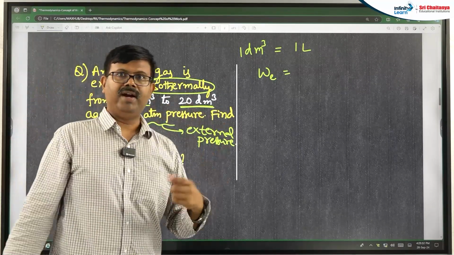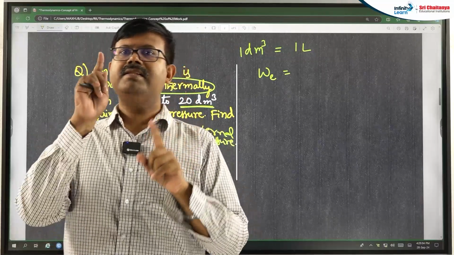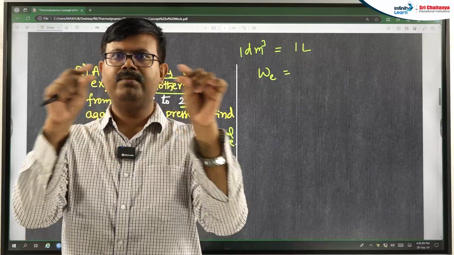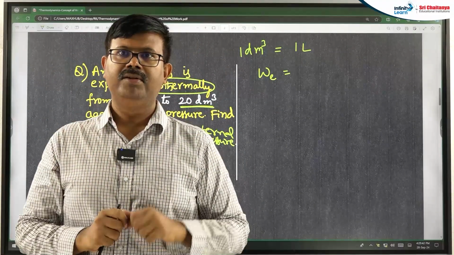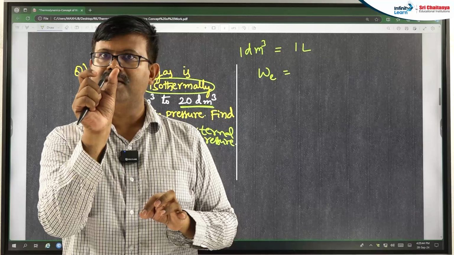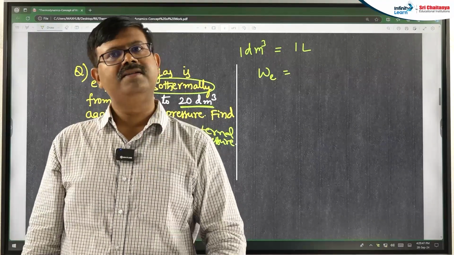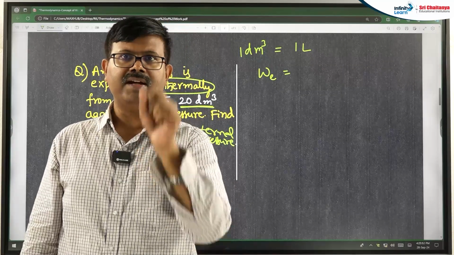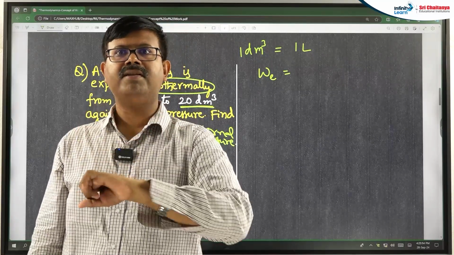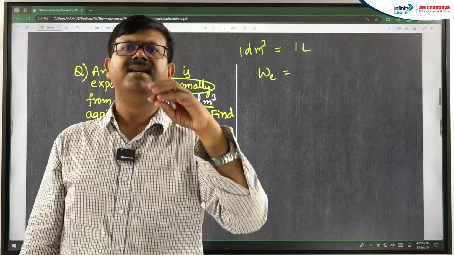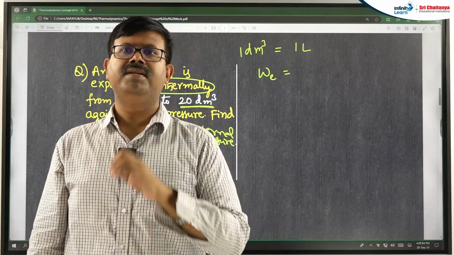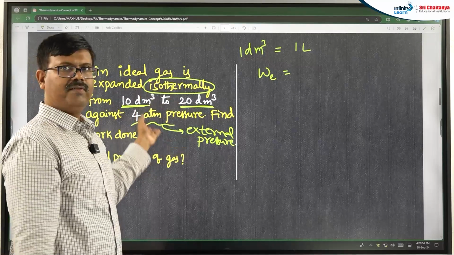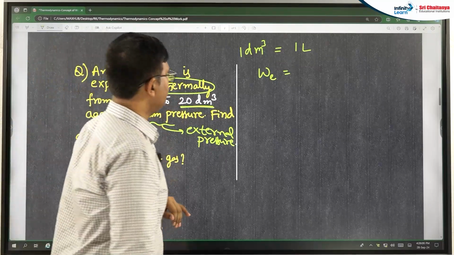There is another way to identify. In case of a reversible process, they will definitely mention the word reversible at some place in the question. So while you read the question, if you see the word reversible, understand it is a reversible process. If you don't see the word anywhere in the entire question, read carefully. If you don't see the word reversible anywhere, understand it is an irreversible process. It is one short way to identify which is reversible and irreversible. So, as you see here, there is no reversible word anywhere. So, it is irreversible.